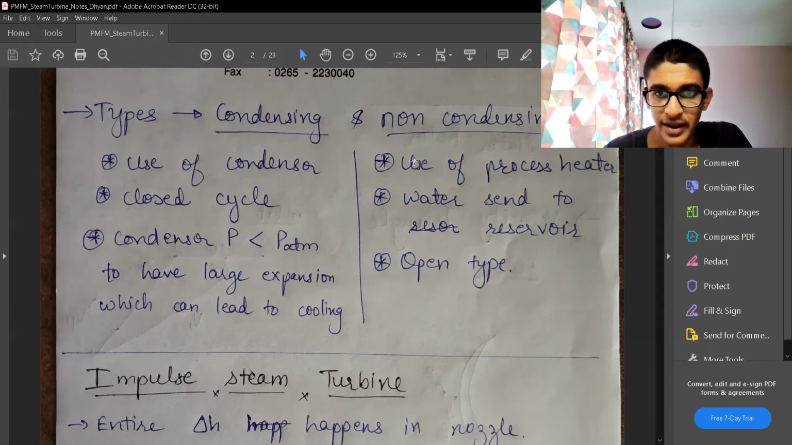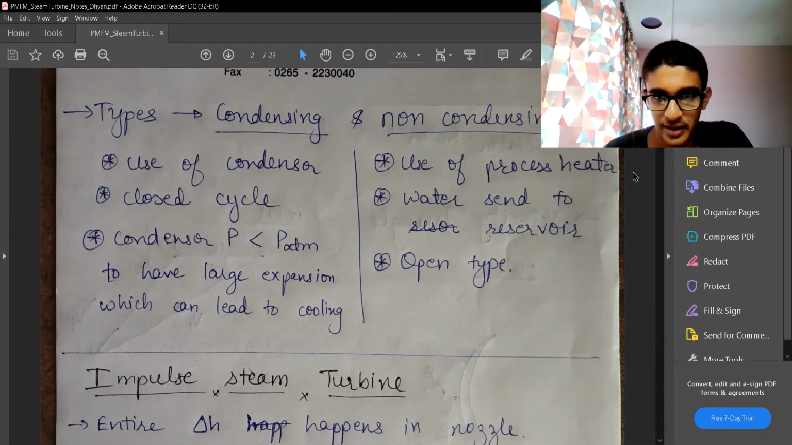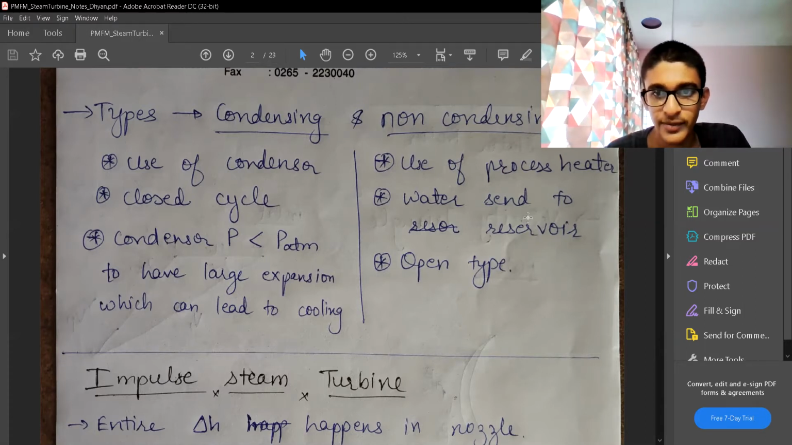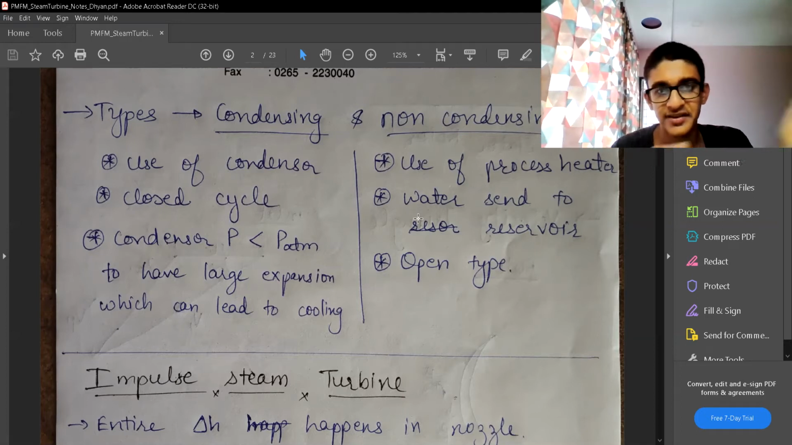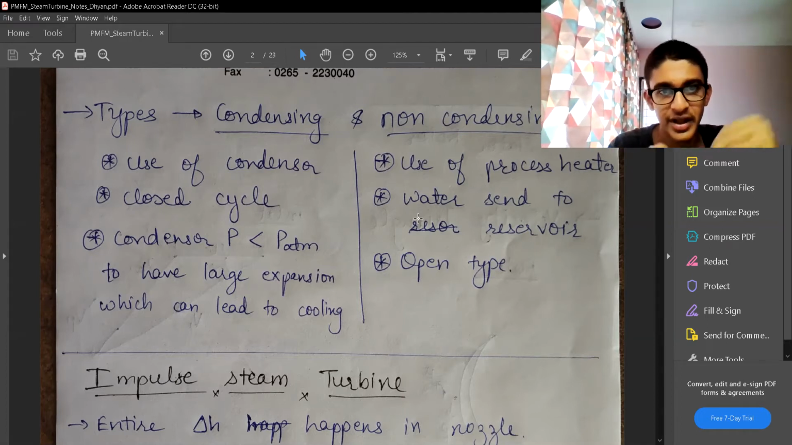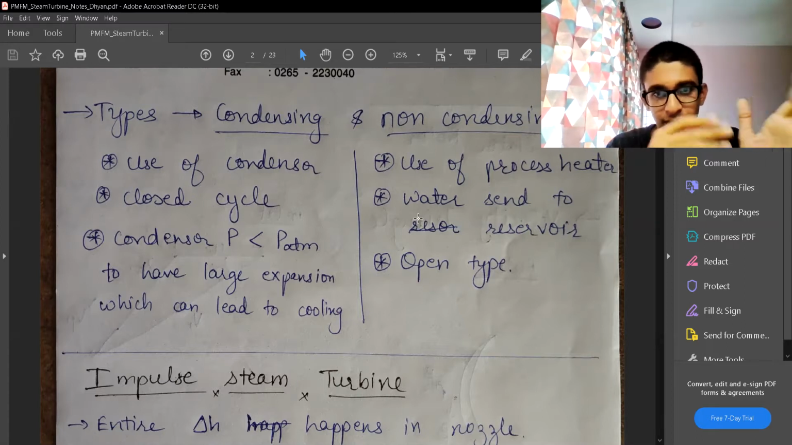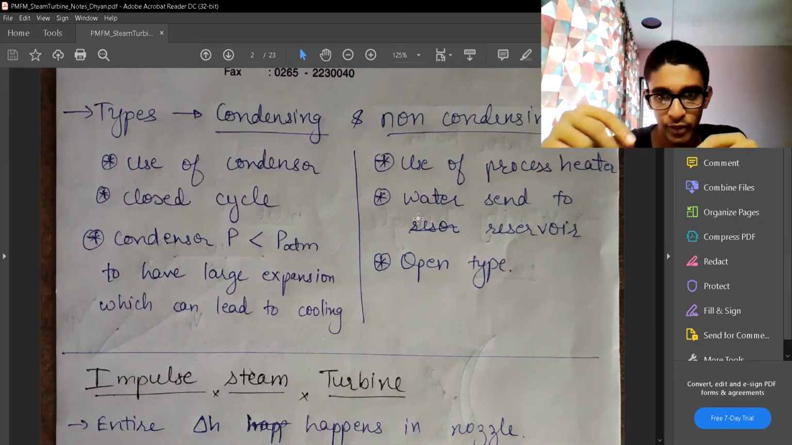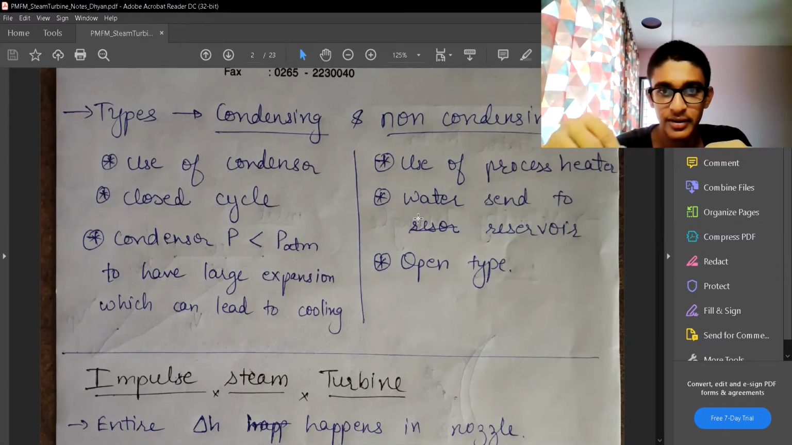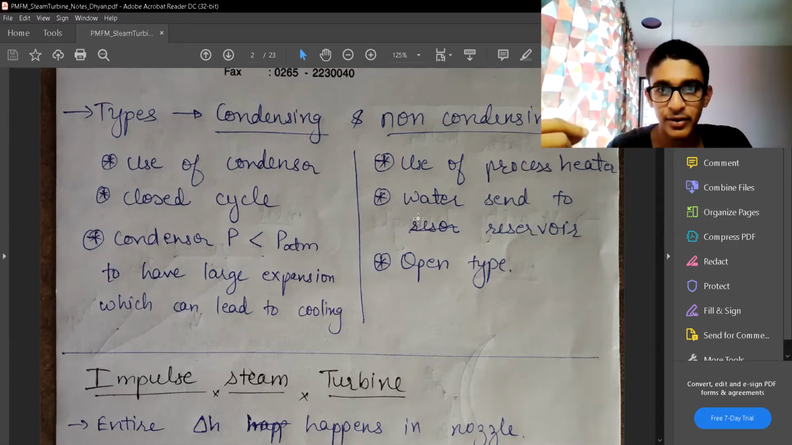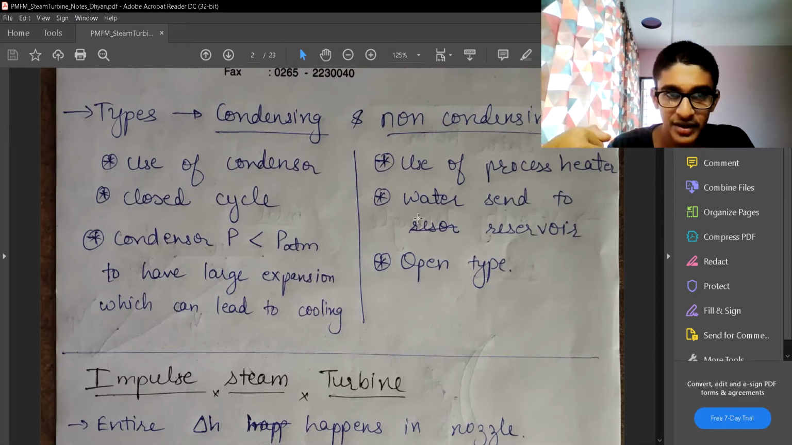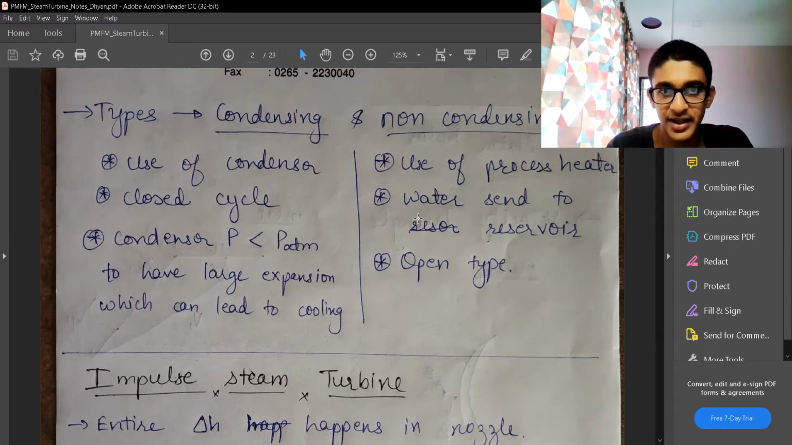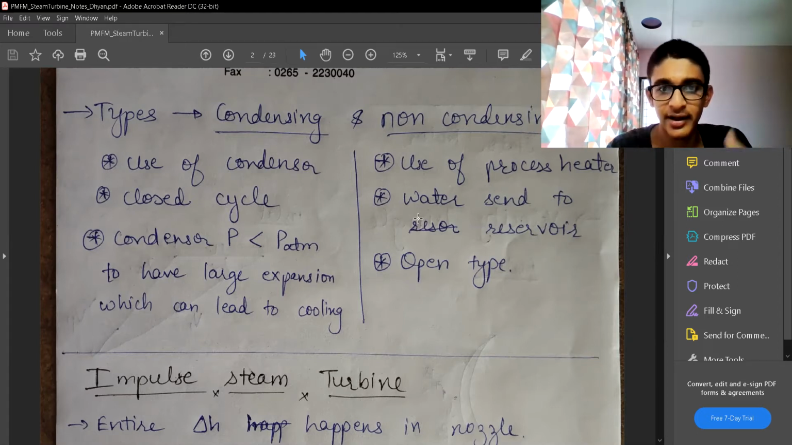In the non-condensing type, equipment such as process heaters are used, and water is directly sent to the reservoir. Whatever steam we are getting from the turbine, the turbines will never have an outlet of water. The steam turbines will always give steam as the outlet. It will not condense in the turbine because the turbine blades are not designed such that they can handle liquid. So they must give steam as the outlet.